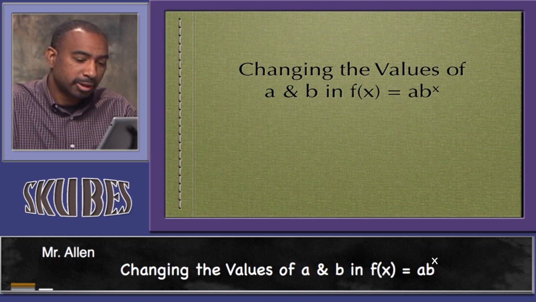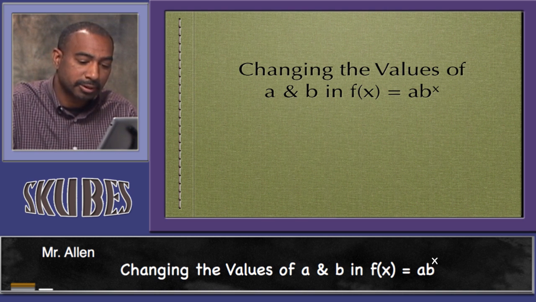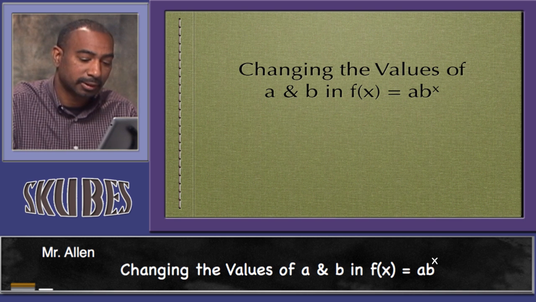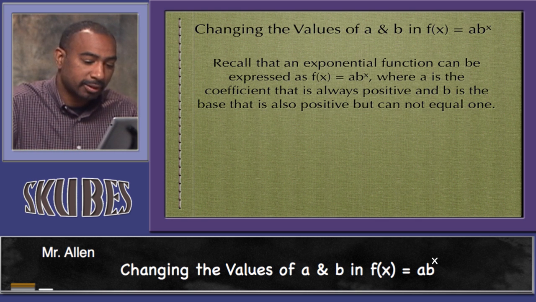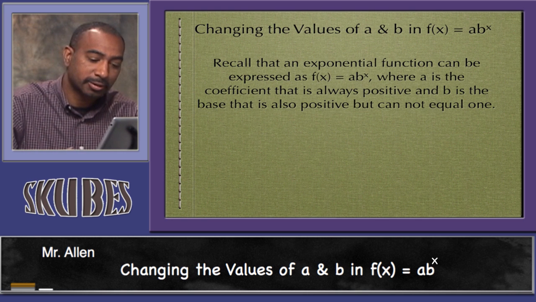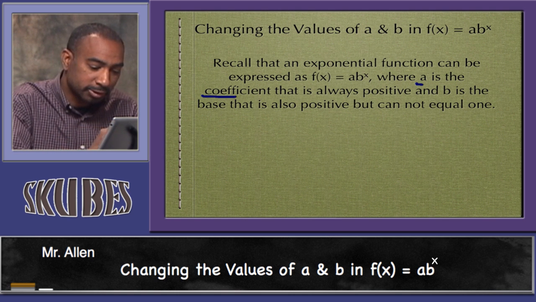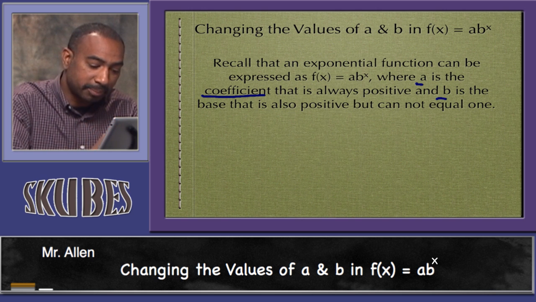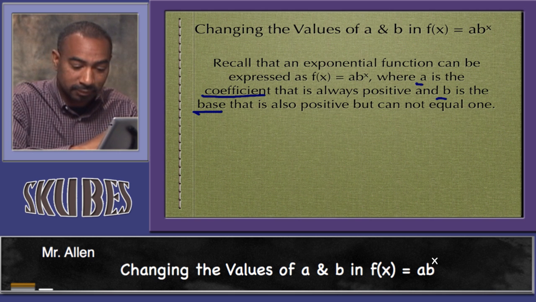Alright, today's lesson is changing the values of a and b in the function f of x equals a times b to the x power. Recall that an exponential function can be expressed as f of x equals a times b to the x, where a is the coefficient that's always positive, and b is the base that's also positive but cannot equal 1.